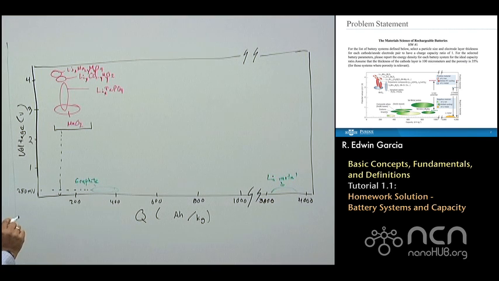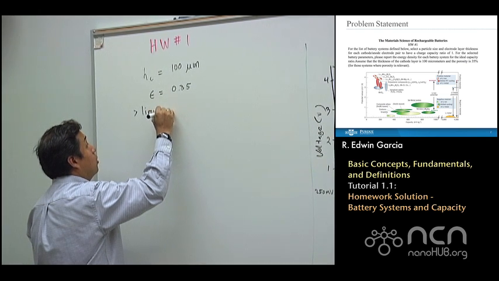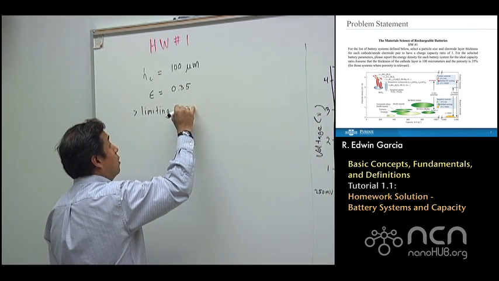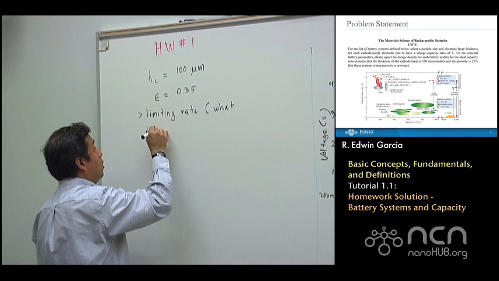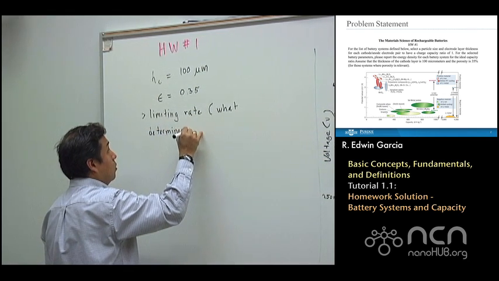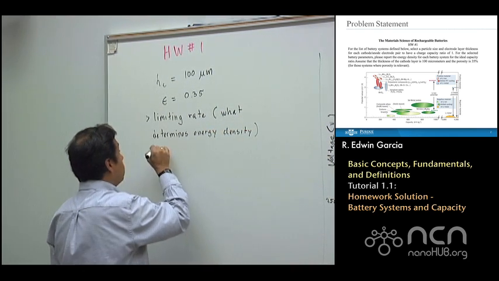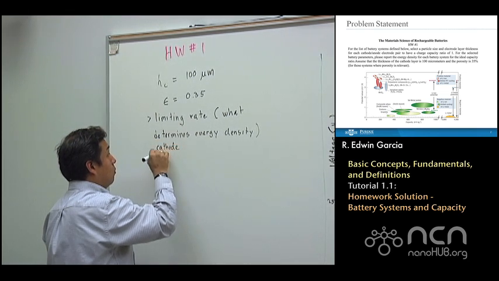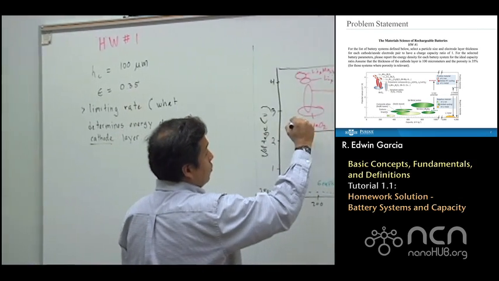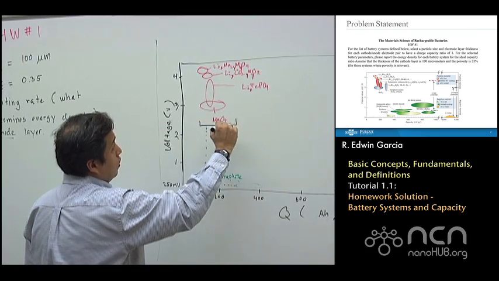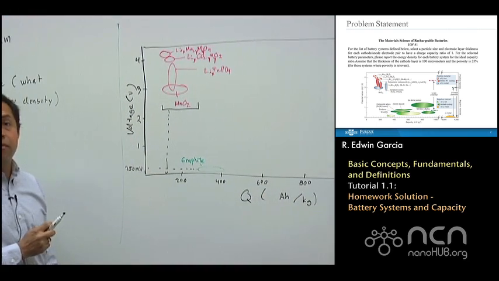So for all these problems, and I should say it here in general, one of the things you have to acknowledge is that the limiting rate, or if you prefer, what determines the energy density, is the cathode layer. Again, you can see everything here is in the hundreds to 300s range, while graphite is here in the 400s, and lithium metal is over there in the 4000s.